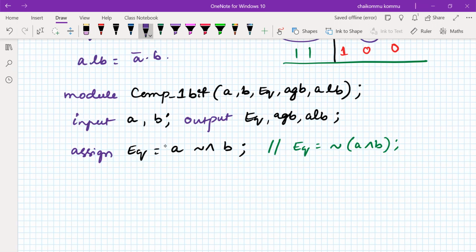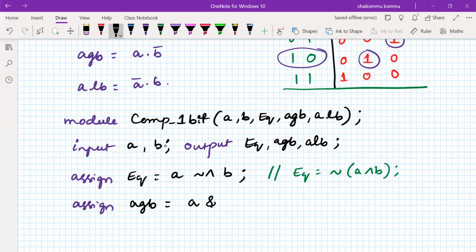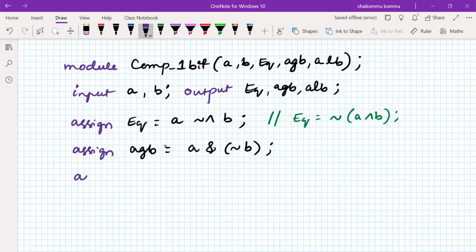So what about another one? Assign AGB is equal to A and B, A ANDed with not of B. That's it. Okay. Next, another assignment. ALB is equal to not of A ANDed with B. That's all.